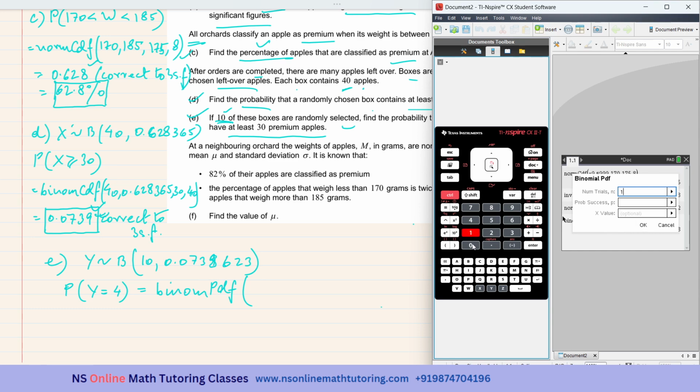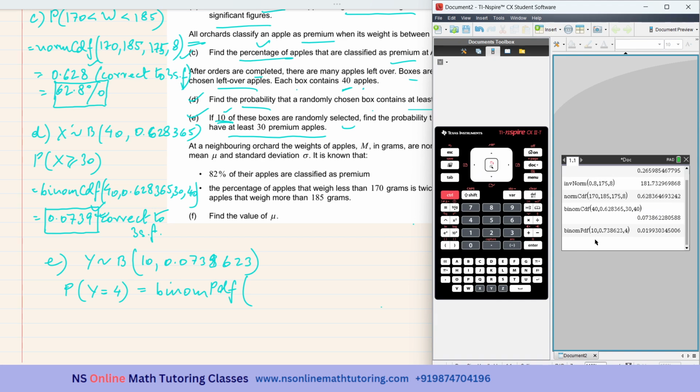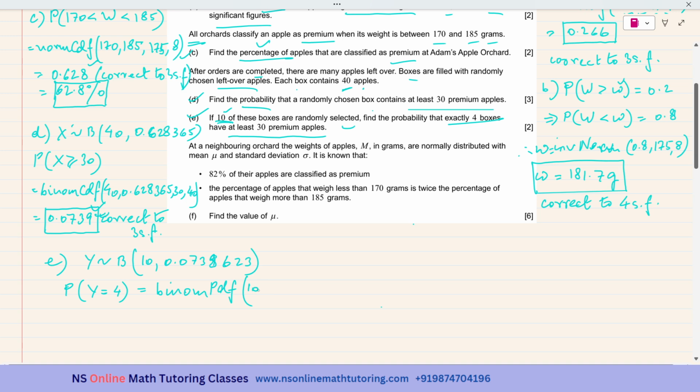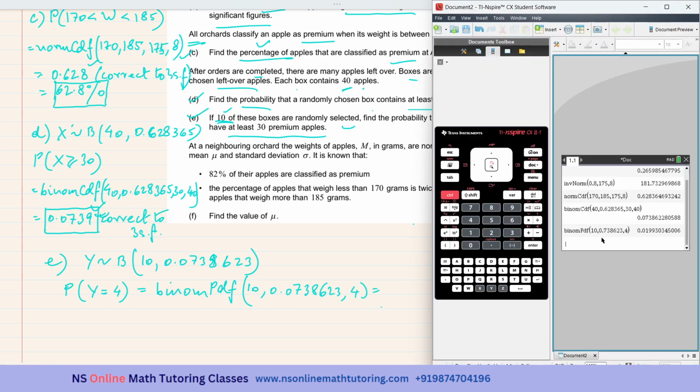I can just press this A. Number of trials is 10. Probability of success is 0.738623, and the X value is 4. So let me write these: 10, 0.0738623 and 4 equal to, oh sorry, I did not take 0.0738, I have taken 0.7. So this will not be correct.